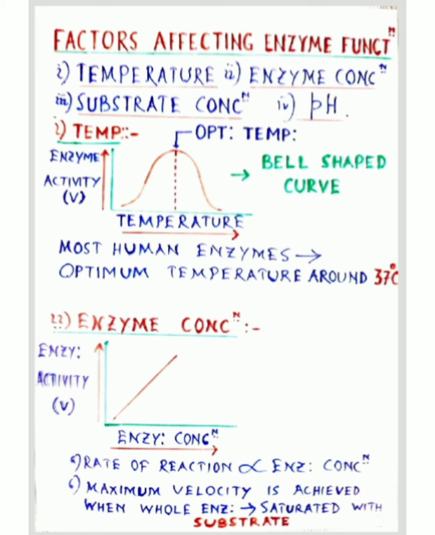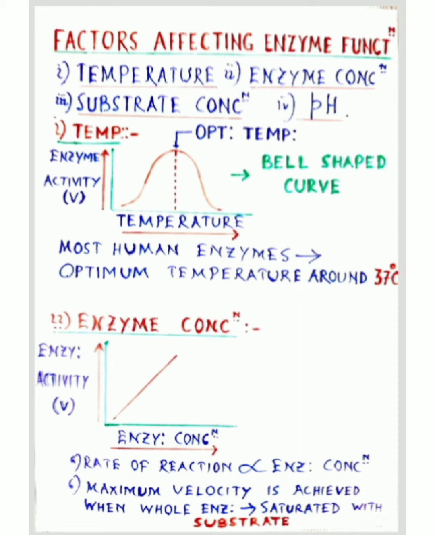The second factor is enzyme concentration. Under standard conditions, the rate of reaction is directly proportional to the enzyme concentration if adequate substrate is added. That I have shown you in the picture. Again, in the x-axis, it is the enzyme concentration, and in the y-axis, it is the enzyme activity. And the rate of reaction is directly proportional to the enzyme concentration. If enzyme concentration is doubled, the rate of reaction also becomes double.